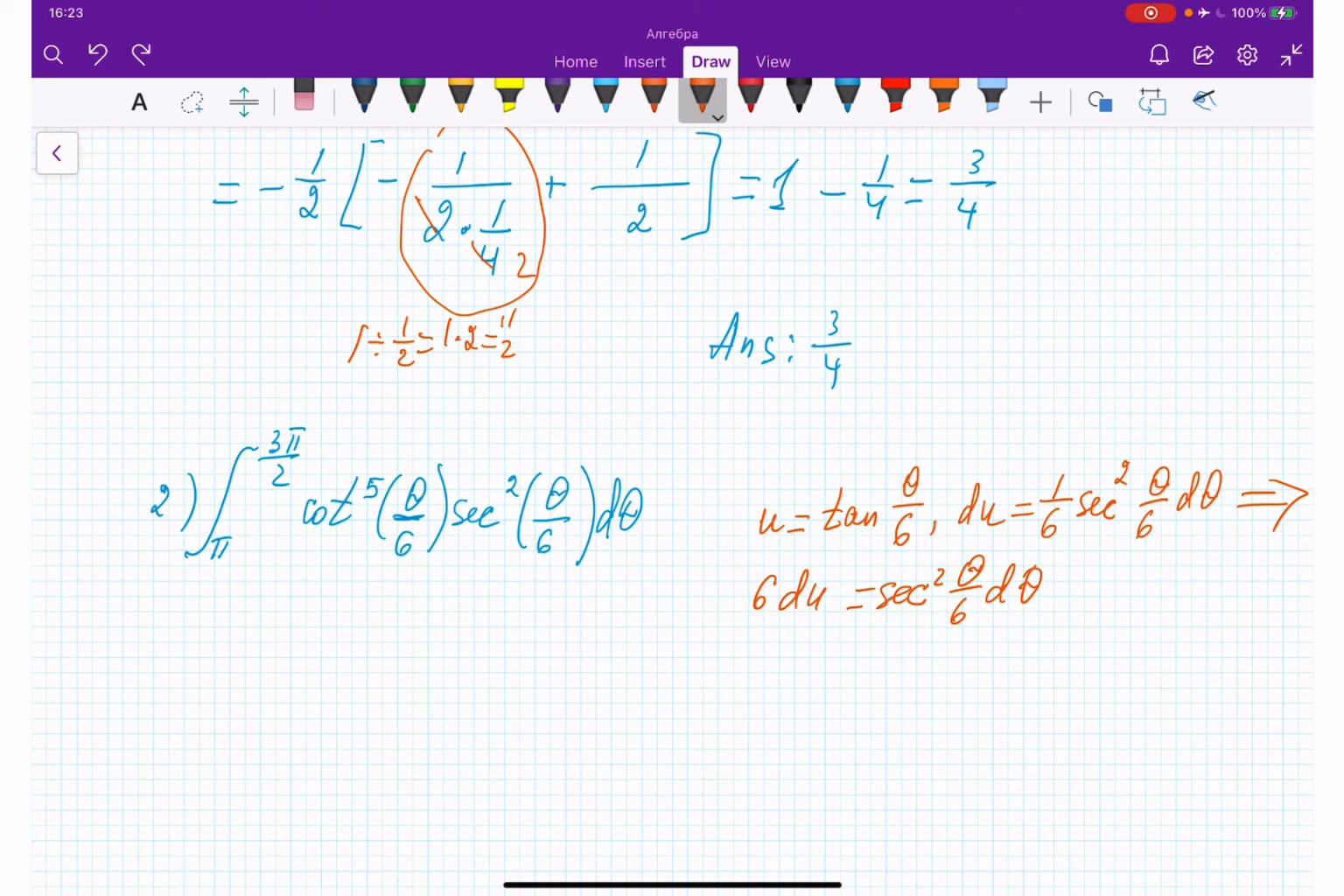All right, so from here, now let's replace. If my theta is equal pi, what do I have? Then my u is equal tangent pi over 6. I'm using this u, right? Tangent pi over 6 is equal 1 over square root 3.